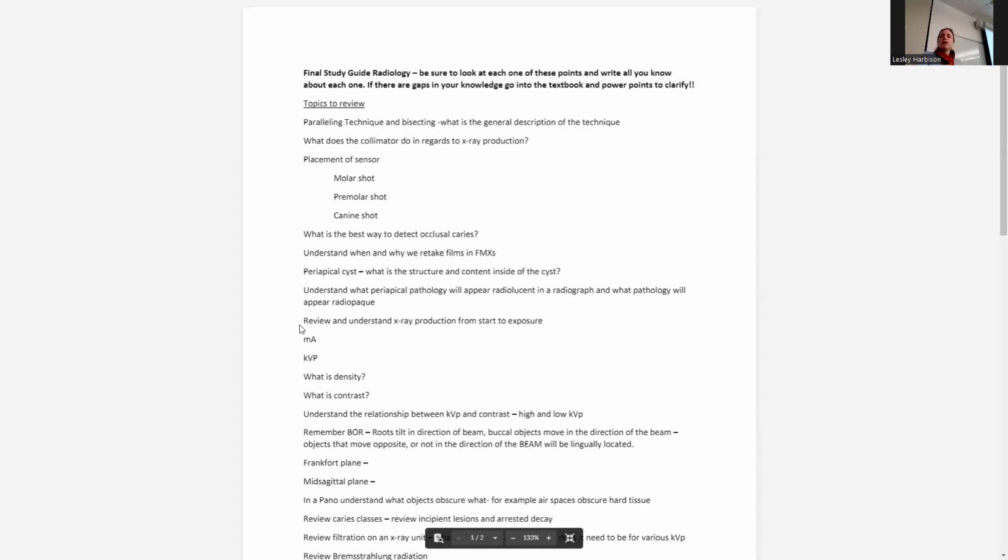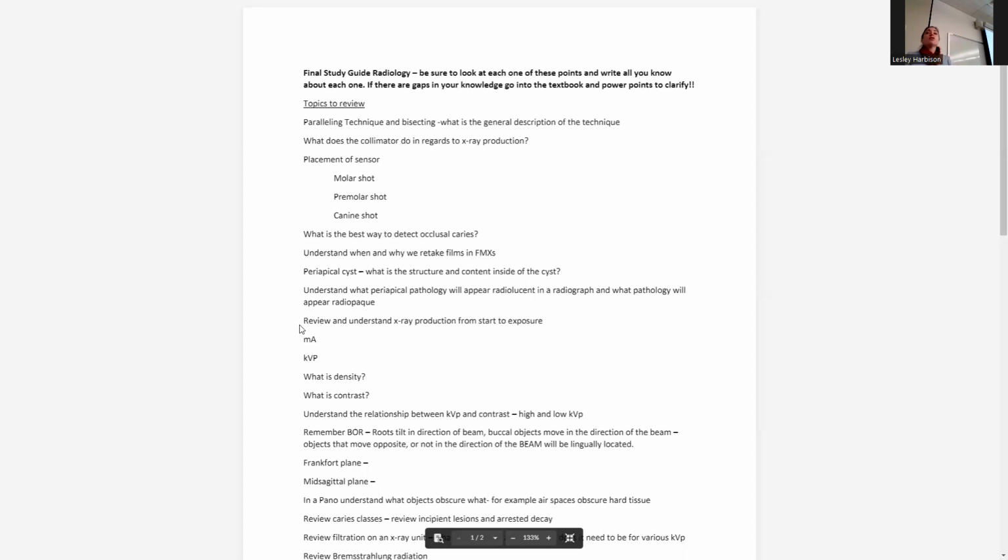It's not going to ask you anything that you haven't seen before on that. And there's only a handful of things there. And then for KVP, that affects more things. KVP can affect density, contrast, quality, and quantity. KVP can also relate to the thickness of the aluminum filter. There are all these different things for KVP.